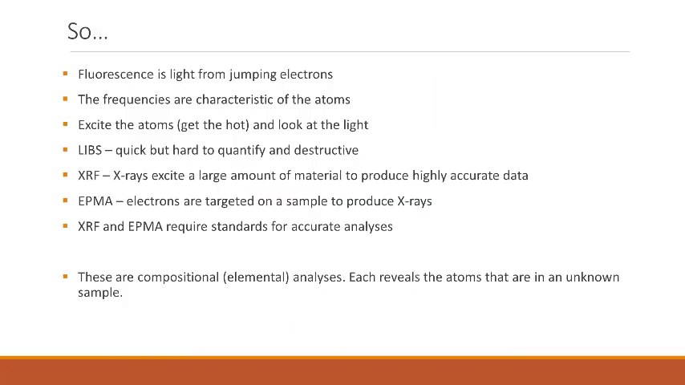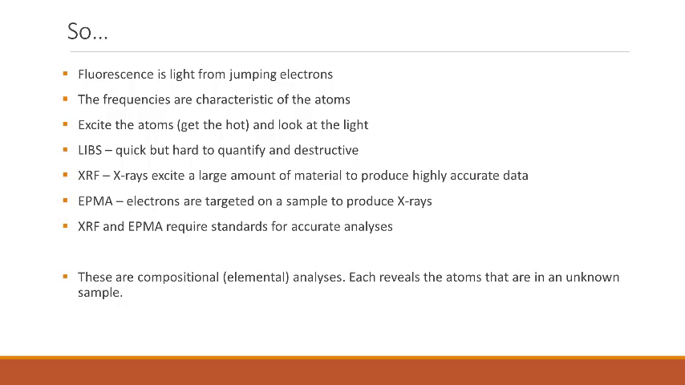So to conclude, we've used the fluorescence of light from atoms to determine which atoms are present in our minerals. The frequencies are emitted at characteristic wavelengths and energies, so we can figure out exactly what we're looking for by looking at energy or wavelength spectra. The key is to get the electrons moving. Excite the atoms, get them hot, and then look at the resulting light.